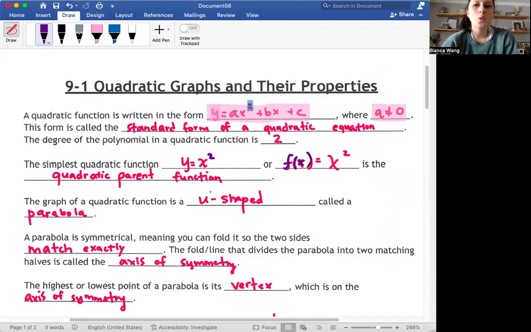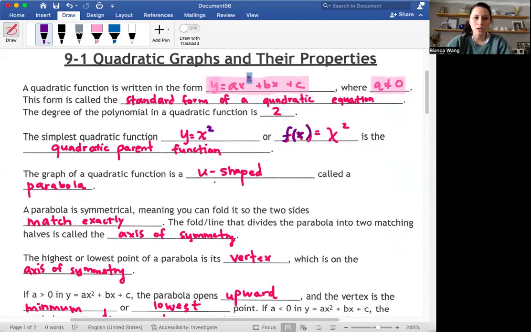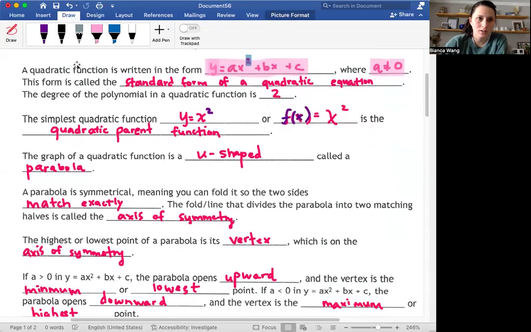The graph of a quadratic function is a U-shape called a parabola. I don't know if you've heard the word parabola, but it looks like this, or going the opposite way, okay? So it's a U-shape, either pointing up or pointing down, called a parabola.